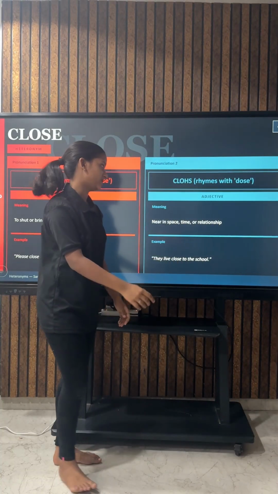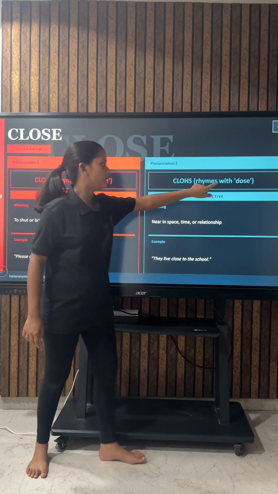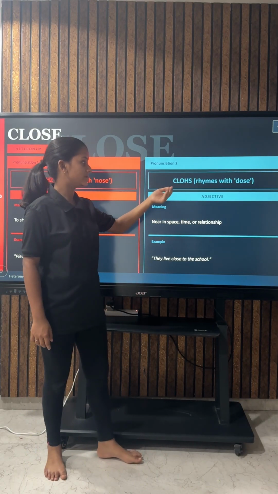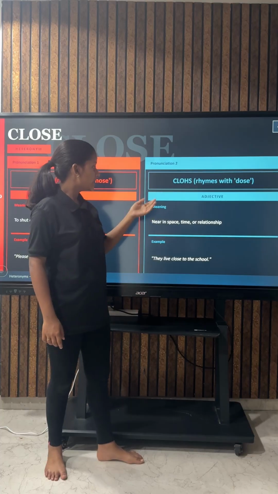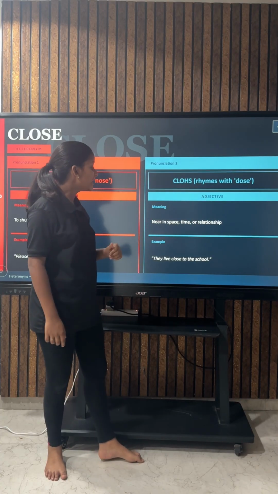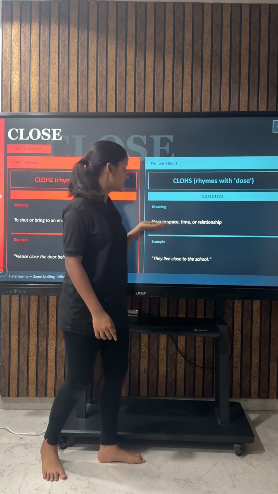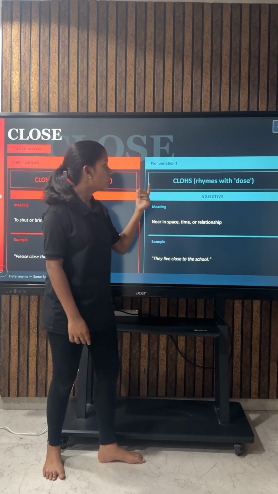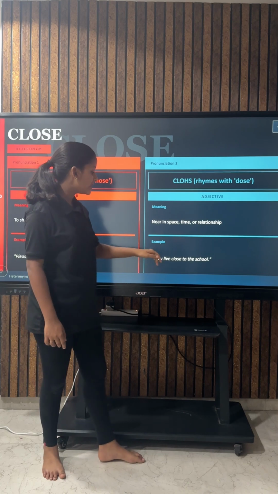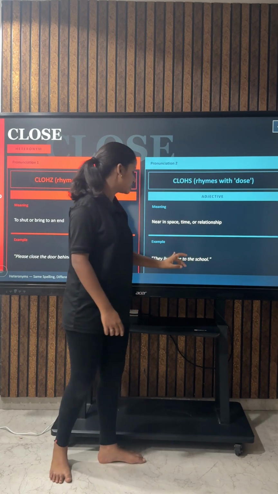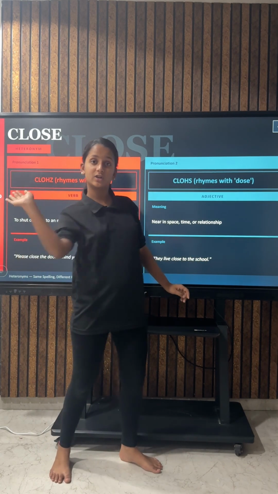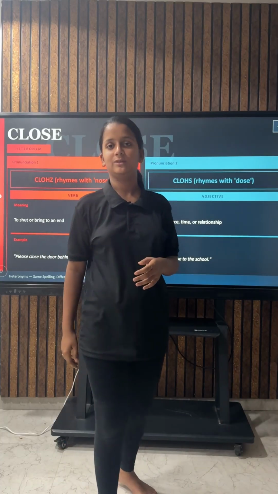Then the second pronunciation is close, which rhymes with doors. It's an adjective. The meaning is near in space, time or relationship. Example: they live close to the school. Close the door, and they live close to the school.